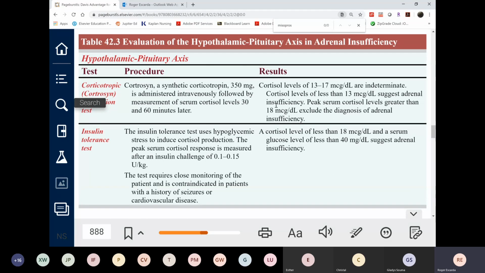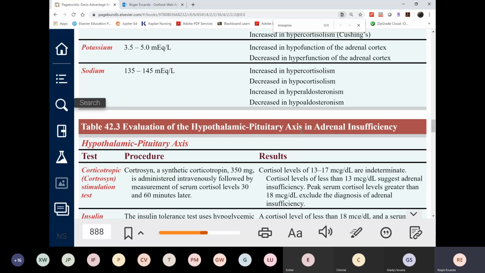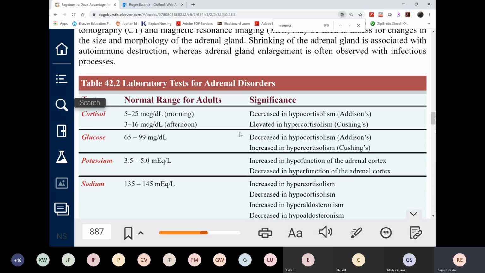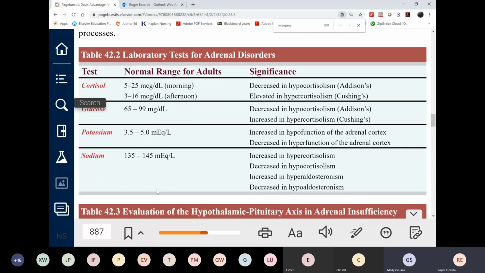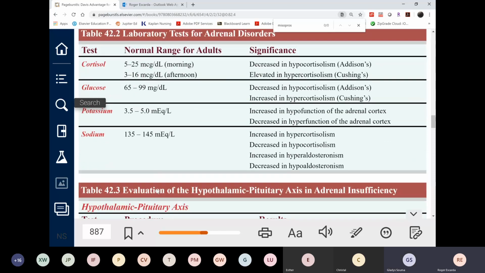We won't test table 42-3. Those are not common tests, so we will use this one because this is what we will see on a day-to-day basis.